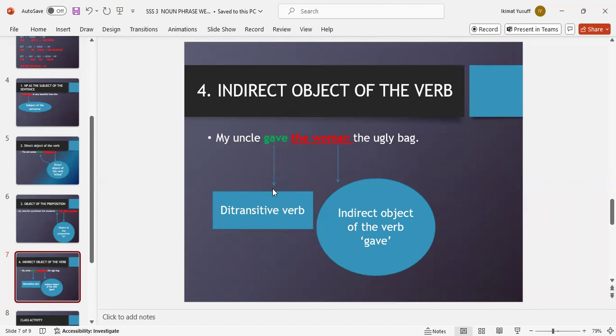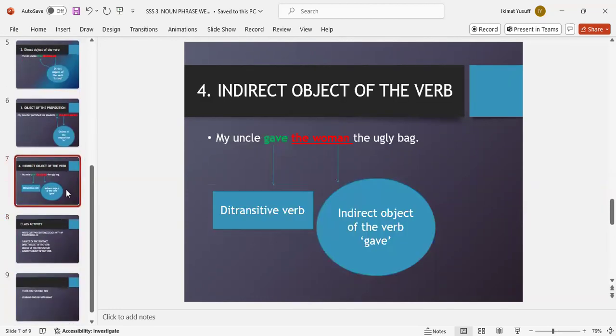So in this situation, either of the noun phrases can perform the function of an indirect object of the verb. So a situation where you have a ditransitive verb, obviously it has to be followed by two noun phrases. So either of those two noun phrases, when they are underlined, can function as the indirect object of the verb.